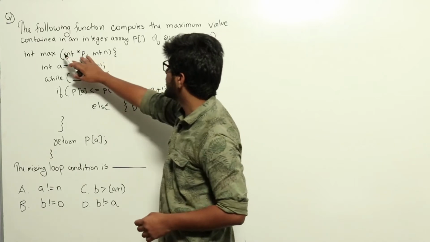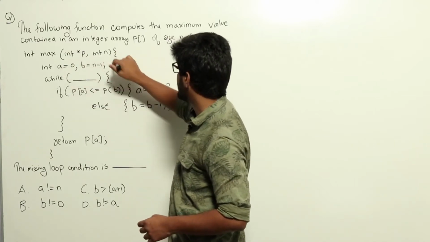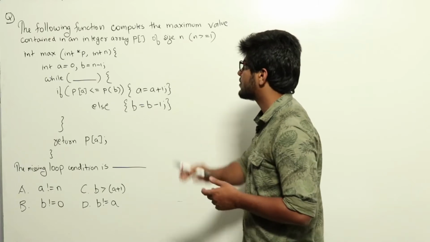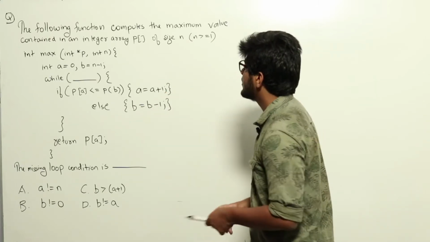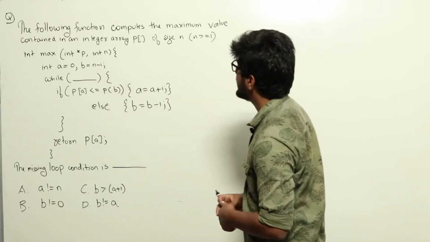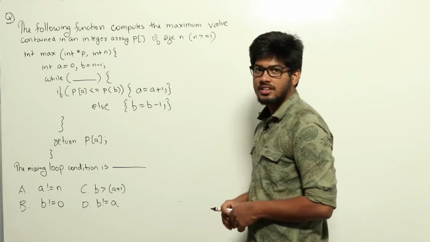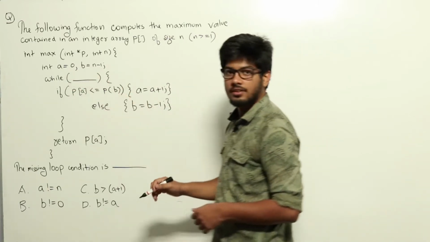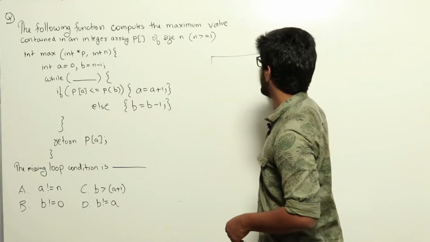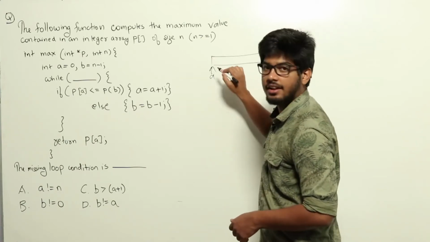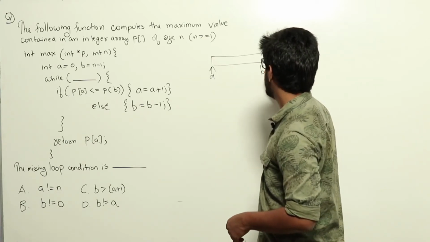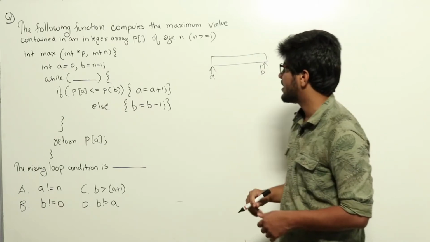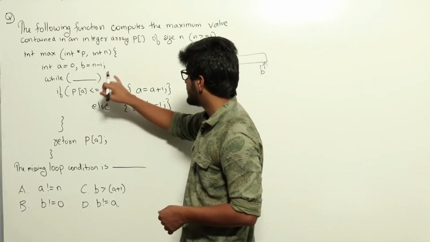So we are passing the array P here and an int n, where n is the size of the array, and it said that n is greater than or equal to 1. So we don't need to worry about passing an empty array here. At least a size 1 array is passed, and it is given a is 0, b is n minus 1. So here a is pointing to the start of the array and b is pointing to the end of the array. A is pointing to the first element, b is pointing to the last element. And there is some while condition.